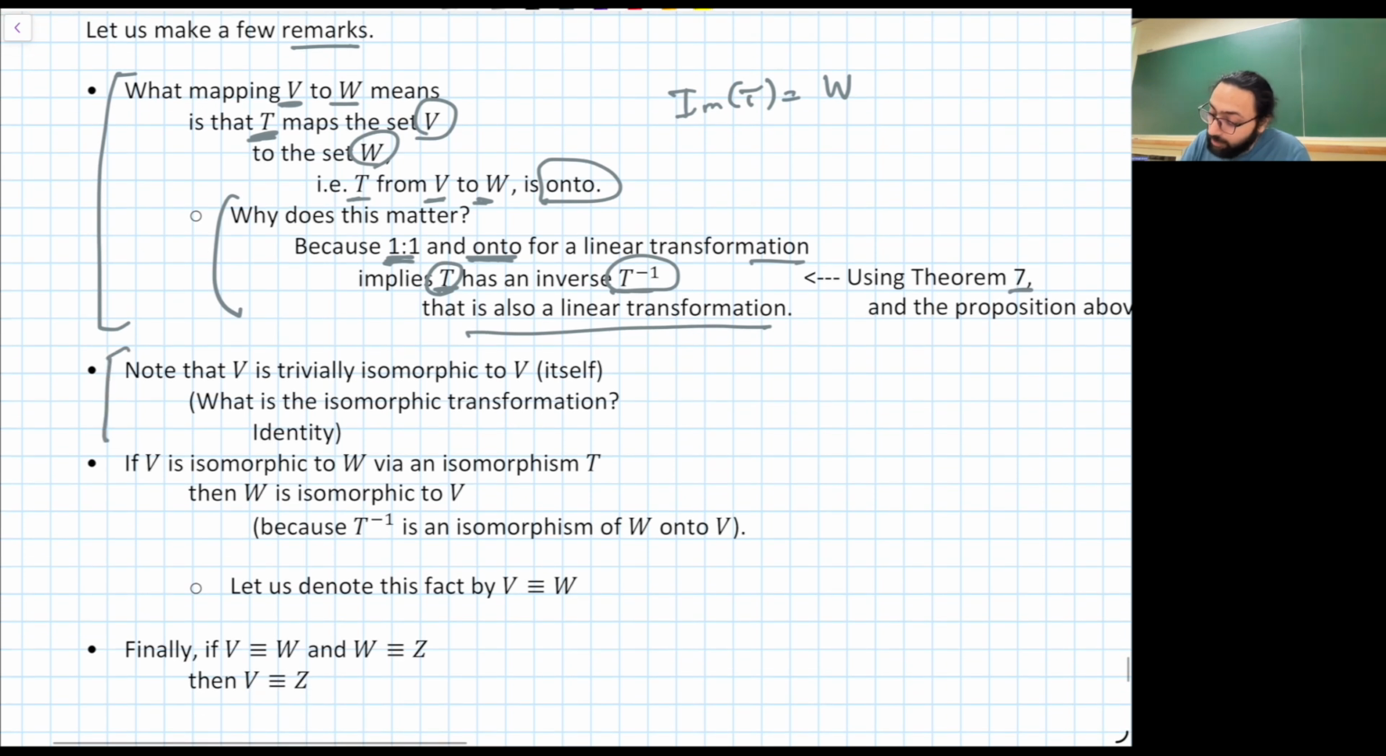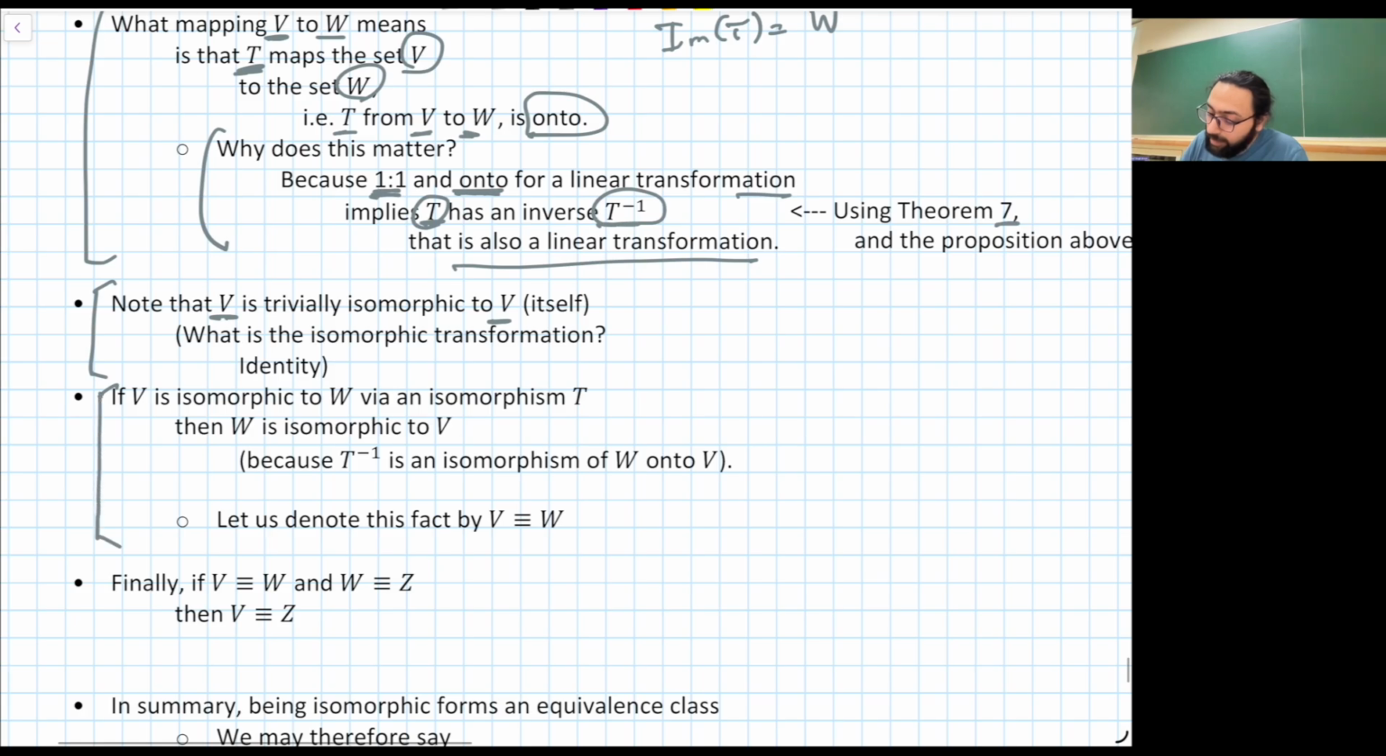The second step is the following. Note that V is trivially isomorphic to itself. The identity map satisfies all the properties. And now if V is isomorphic to W via some isomorphism T, then W is isomorphic to V. Why is that? Because we have T inverse, and T inverse is linear, and because T was one-to-one and onto, T inverse is one-to-one and onto. We're done.